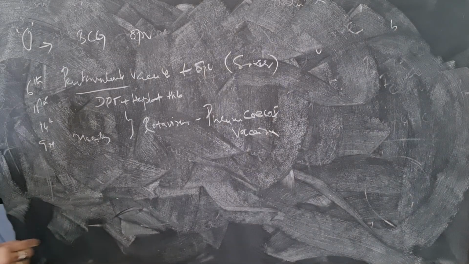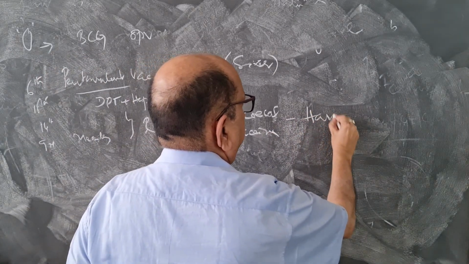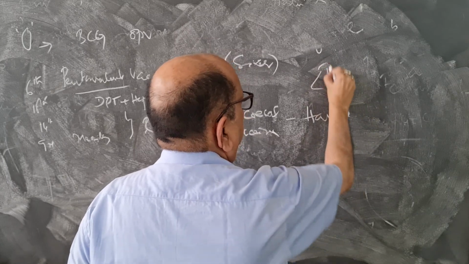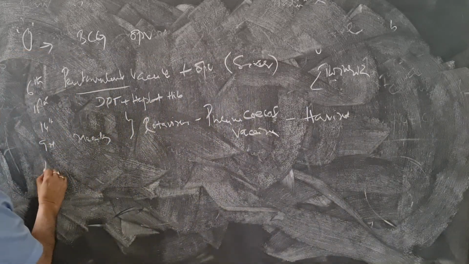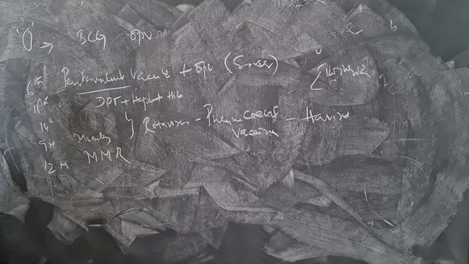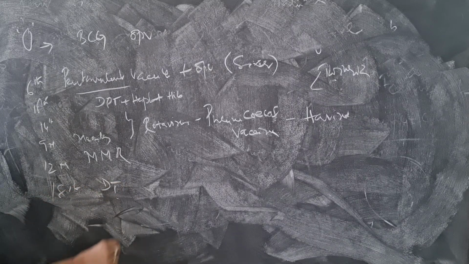Then there is the hepatitis A vaccine, called Avaxim, and hepatitis A and B together is called Twinrix. At the 12th month, you give the MMR vaccine: mumps, measles, and rubella. At 1.5 years, 18 months, we give DT plus OPV.